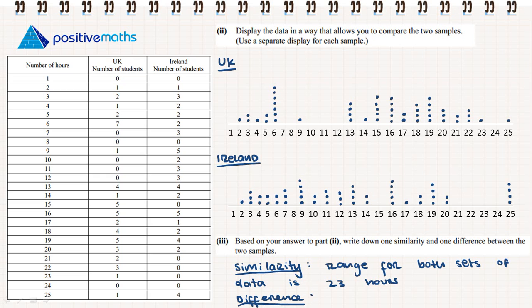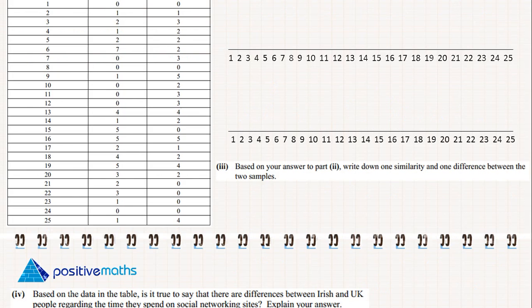So if we need to identify one difference, we'll look at the set of data and we will see that more students in Ireland spend below 12 hours, whereas more students in the UK spend above 12 hours. That's on the social networking sites.